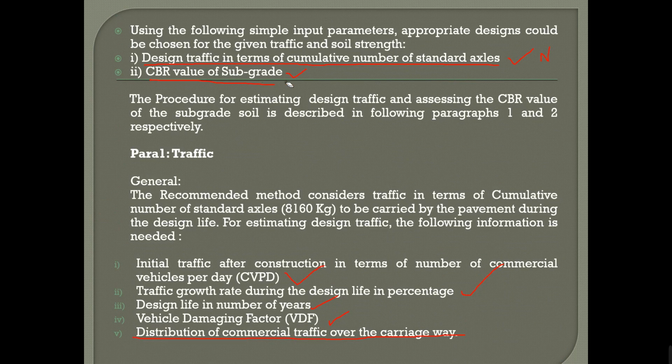So for whatever input parameters we have seen, they are used for calculating the design traffic in terms of the cumulative number of standard axles, which is nothing but the value of N obtained by substituting the input parameters into the formula. But what other parameter should be given to us? The CBR of the soil subgrade. That has been given to us in the problem itself.